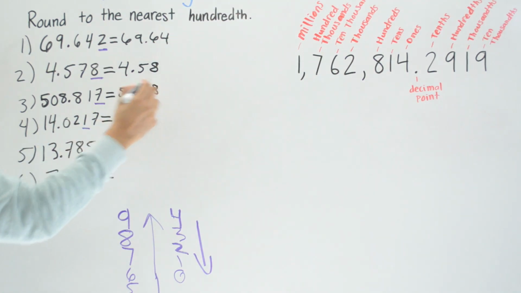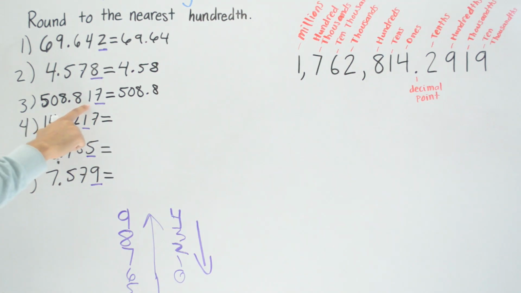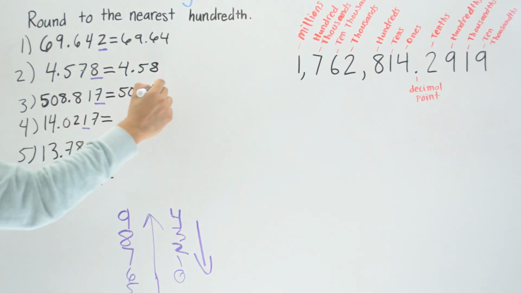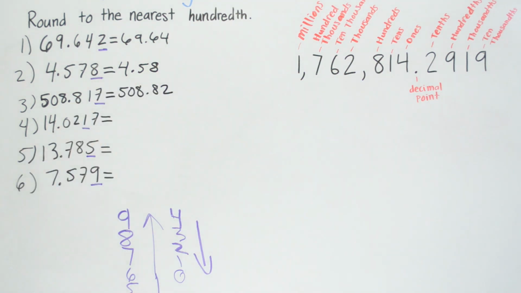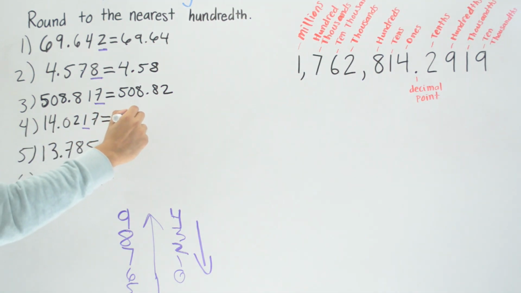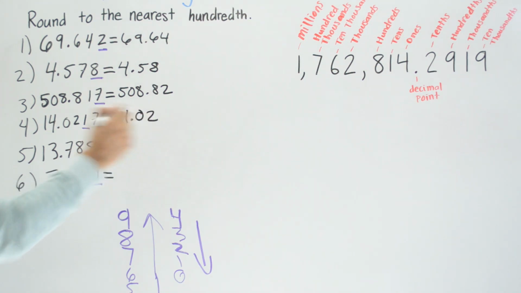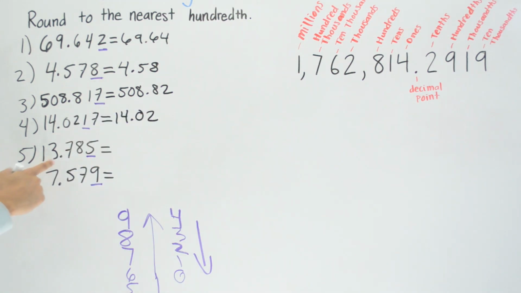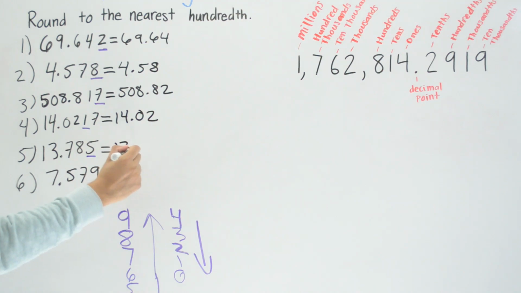We're going to move the 1, because the 7 we're rounding up, and that 1 becomes a 2. Then we have 14.021. We're looking at the 1, and we know that the 1 is rounding down, so the 2 is not going to move, it's still going to stay the same. So our answer is going to be 14.02.